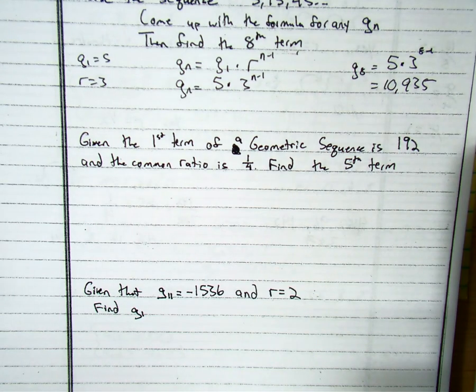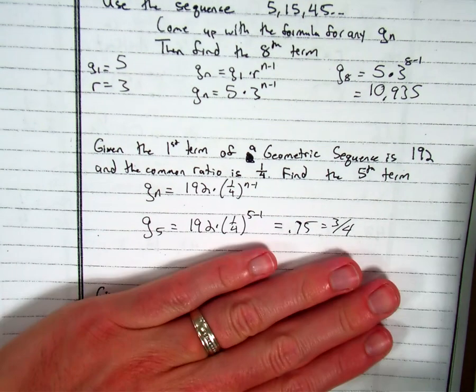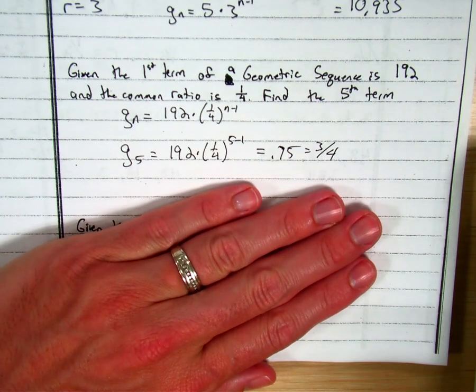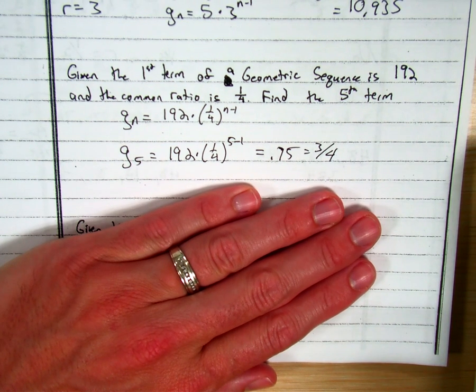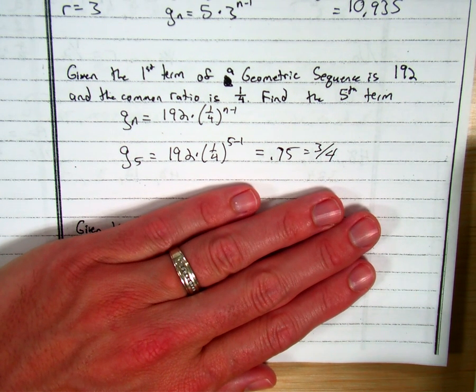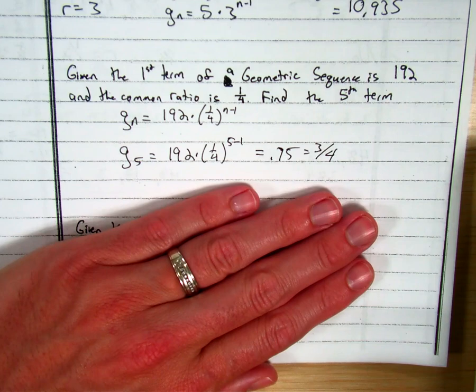Alright, let's check it out. First term was 192 times 1/4 to the n minus 1. Our 5th term there should be 0.75 or 3/4.